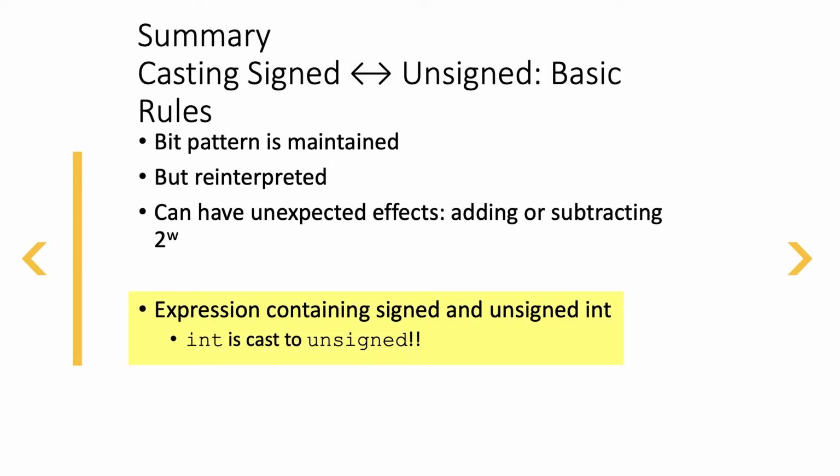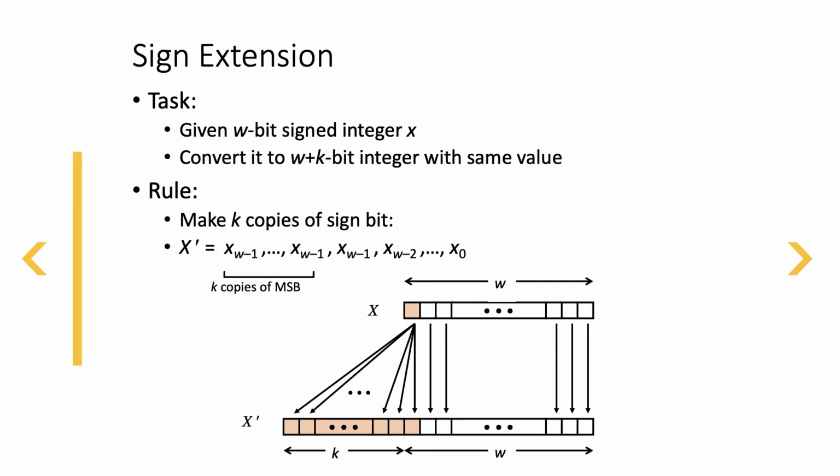And the big one to keep in mind, because this leads to so much confusion: in expressions containing signed and unsigned integers, the signed integer is always implicitly cast to unsigned. So keep that firmly in mind and look out for that. That's something that causes a lot of very strange looking behavior in programs until you get used to thinking in those terms. Now, beyond simply converting between signed and unsigned, we might actually have to make things larger or smaller. We might have a change in the number of bits that we're going to use to represent a value. So what do we do in that case?